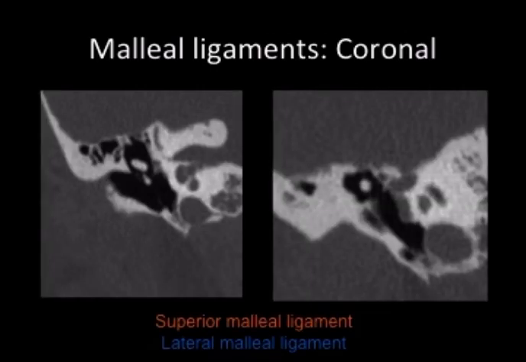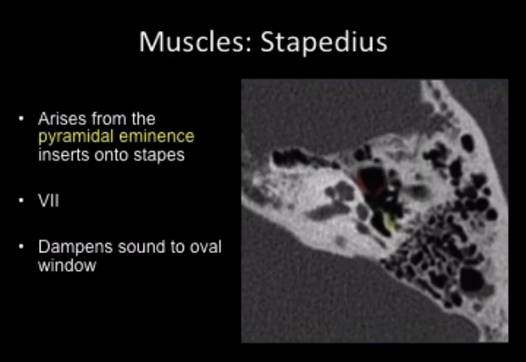On the coronal, it's pretty tiny here actually, but they're all tiny structures, which is why you need to magnify. This is the superior malleal ligament, and this is the lateral malleal ligament. So 3 ligaments. The only real relevance of these is if you've got a patient with conductive hearing loss and you see some linear calcification, then that suggests ligamentous fibrosis or calcification, which is producing conductive hearing loss. So that's really the relevance of those ligaments.